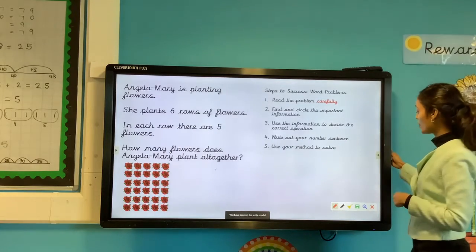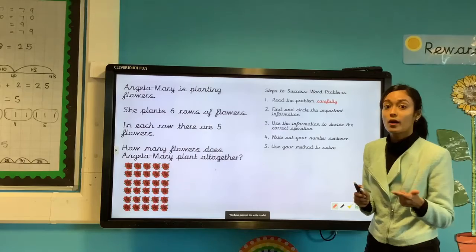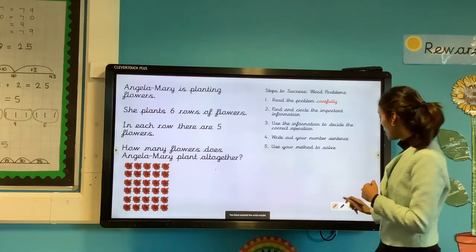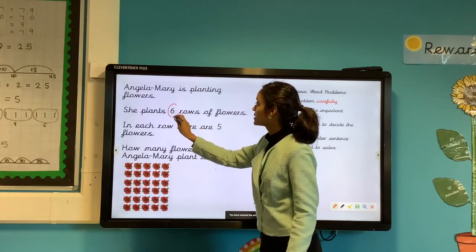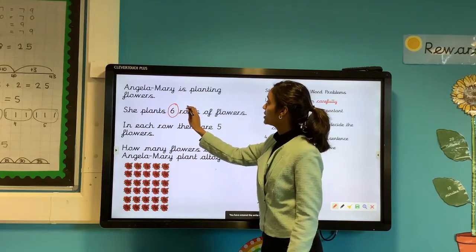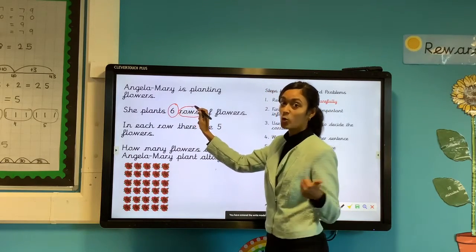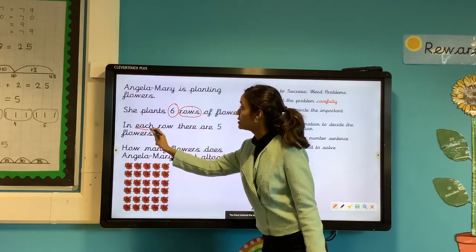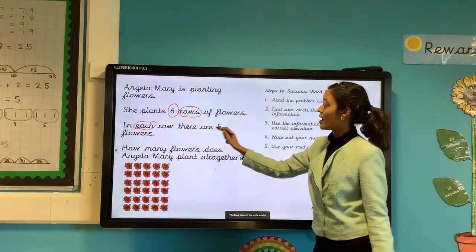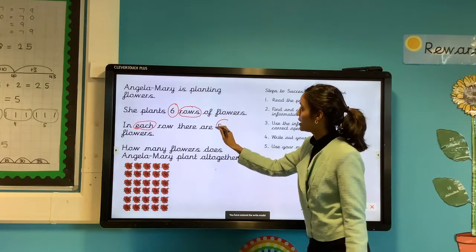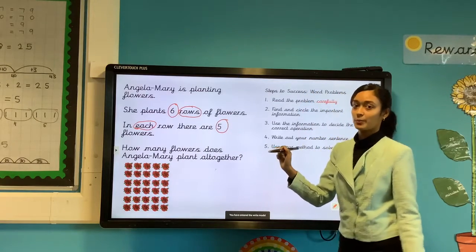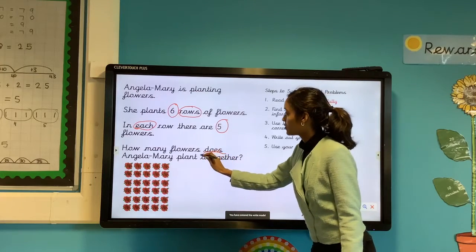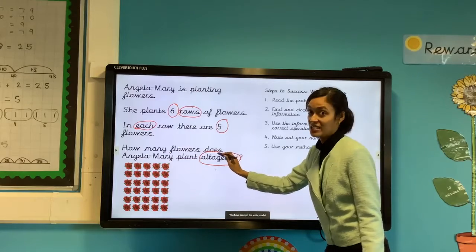So having a look at my word problem, what numbers and words are going to help us find out our number sentence? Okay, so I'm hoping you circled 6. Rows is also quite important because that will help us decide whether we're going to be multiplying or dividing. In each row, so each is another important word that I hope you circled, there are 5 flowers. Okay, so 5 is the next important number. How many flowers does Angela Mary have altogether? Okay, so remember from yesterday, altogether we learned was another key word.